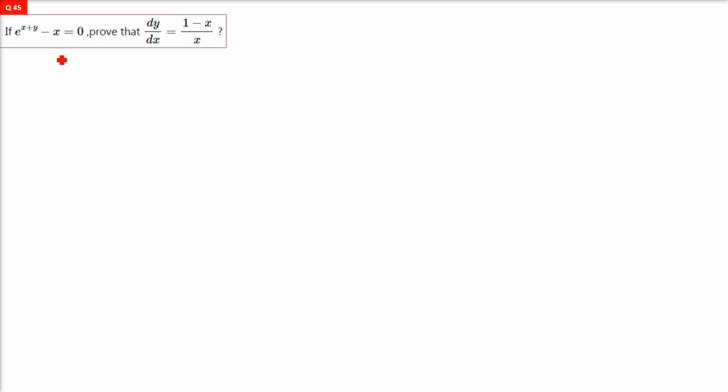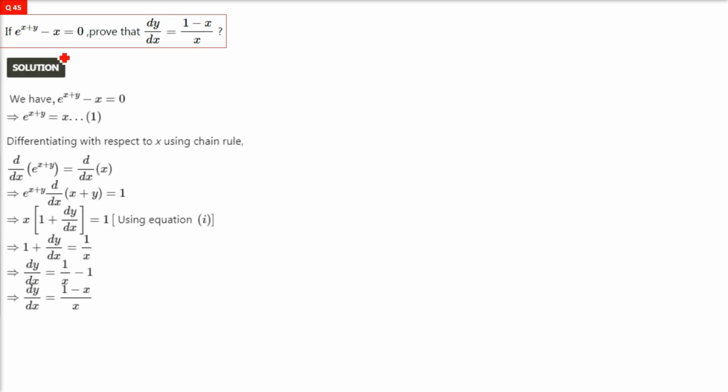So this one, you can do it by yourself. It's quite easy. Those who want some assistance, I'm going to tell them: e to the power x plus y equals x. We are taking x on the right hand side, and now just differentiate. E raised x plus y will be same. X plus y will be 1 plus dy by dx. dy by dx of x will be 1.